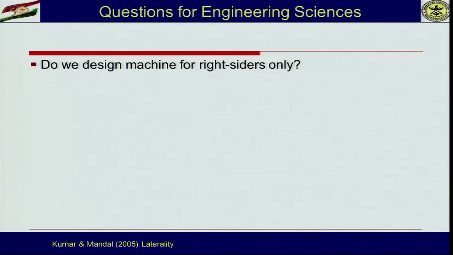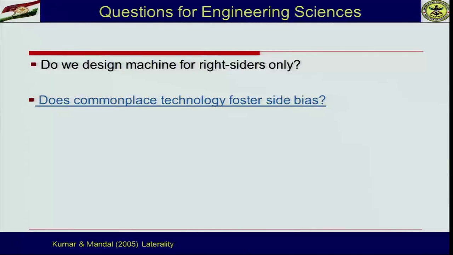We have some questions for engineering sciences as well. For example, do we design machines for right siders only? We know that 10% of the people in this world are left handers, but all machines are generally created for right siders. For example, the mouse of a computer is meant for a right sider. The scissor is manufactured only for the right hander. A left hander will never find it easy to use a mouse or a scissor. So, the question comes for engineering sciences: do we design machines only for right sided people? Does commonplace technology foster side bias?